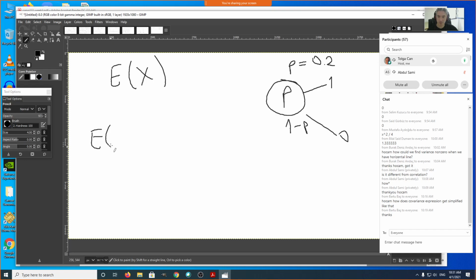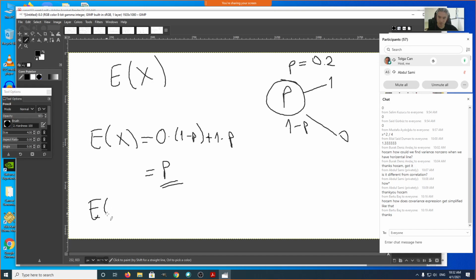The expected value, as you know, we compute as 0 times the probability to obtain 0, which is 1 minus p, plus 1 times the probability to obtain 1, which is p. It's equal to p. So the expected value is simply p. This is basically the center of gravity of that distribution. The expected value of the Bernoulli trial is p.